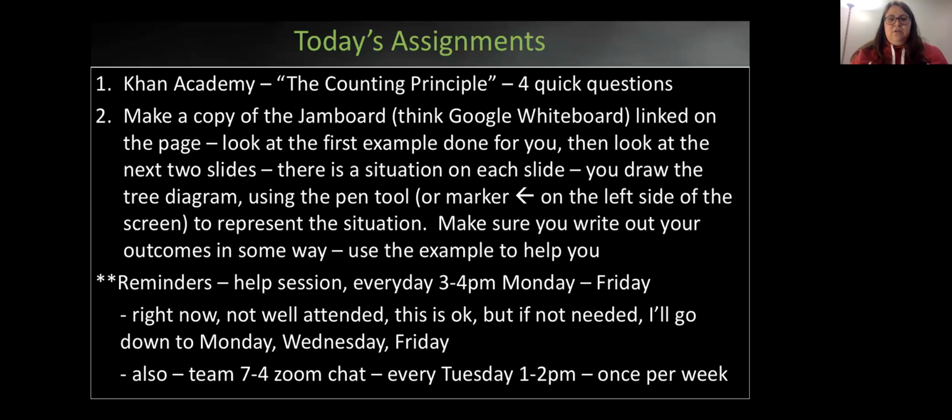And then the next thing you're going to do, there's also a link on Canvas for a copy of what's called a Jamboard. A Jamboard basically is a Google Whiteboard. The first example is done for you, and then on the next 2 slides or cards, you're going to draw the tree diagram that fits for that situation. To draw, there's a little pen on the side. You just click that, and then you can draw lines and text and whatever else you want. Don't worry if it doesn't look beautiful. Mostly I just care that you draw the tree right. So you'll submit that on Canvas.